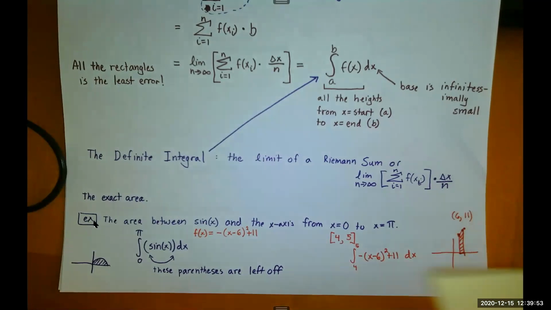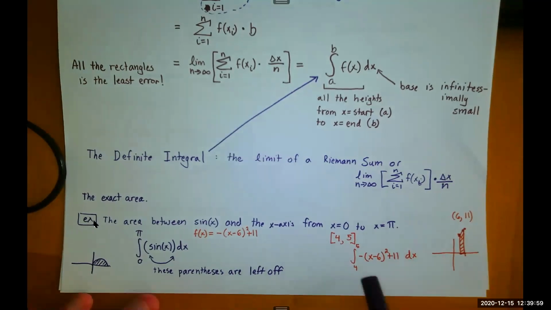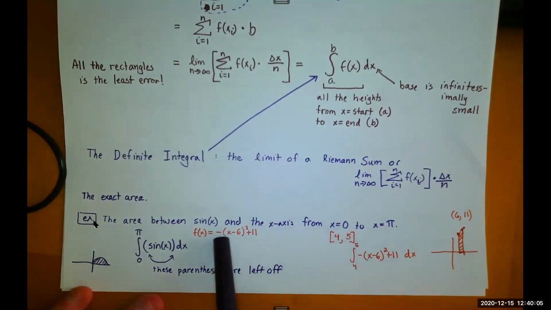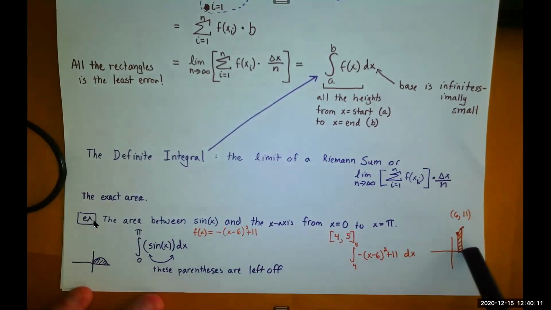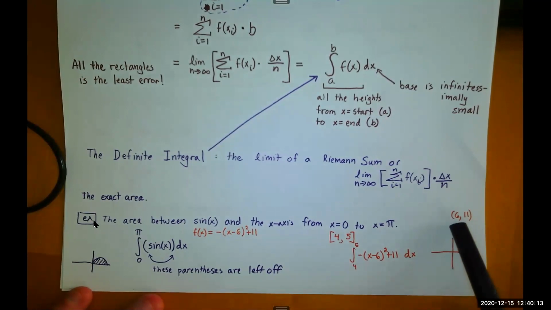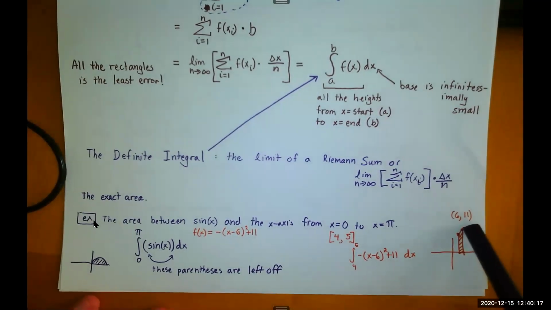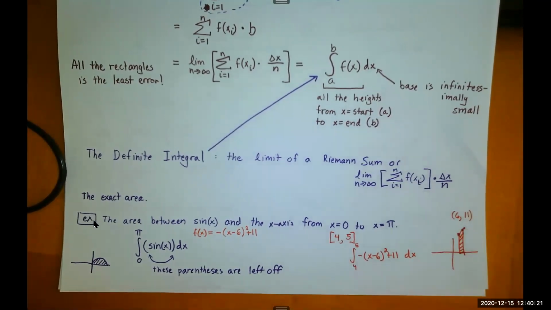I'm sorry, from 5 to 4. 4 to 5, excuse me, I can't read. I can do the same exact thing. I can do the definite integral from 4 to 5, use that same equation for f of x, the opposite of x minus 6 quantity squared plus 11 dx, and that represents this shape right here. So it's a parabola with vertex at (6, 11) that opens down, and we take this slice right here.